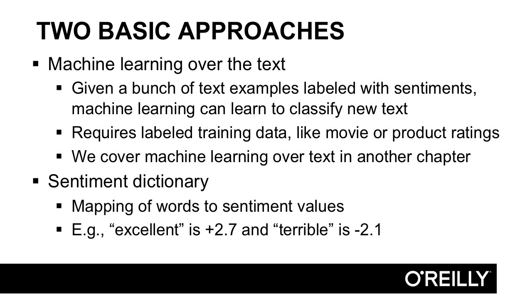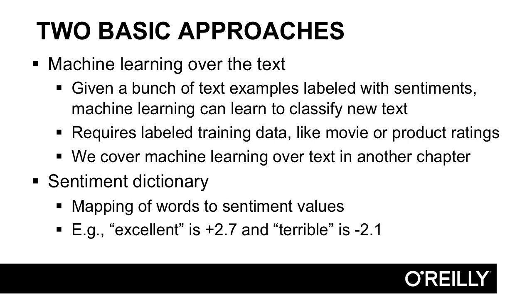There's two basic approaches to sentiment analysis. The first is machine learning over text. So given a bunch of text examples labeled with the sentiment, you can then encode that text using machine learning to classify it. One example might be a bunch of product reviews where you know the rating 1 through 5 on a product. You could then use those labeled data to train new text and guess the product rating from there. And we cover machine learning over text in another chapter. In this chapter, we're going to focus on the sentiment dictionary, which is a mapping of words to sentiment values.